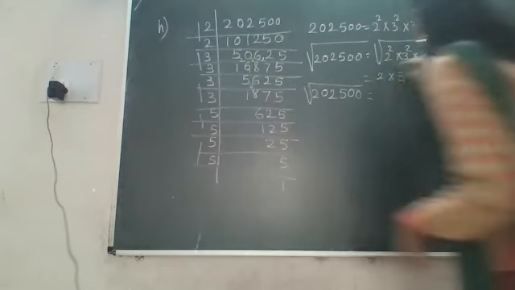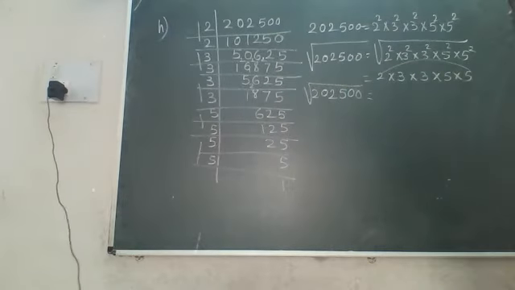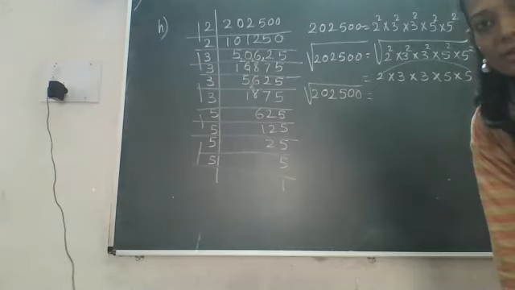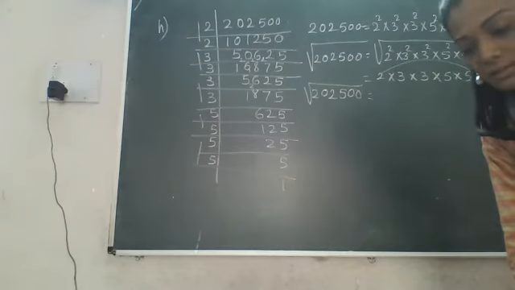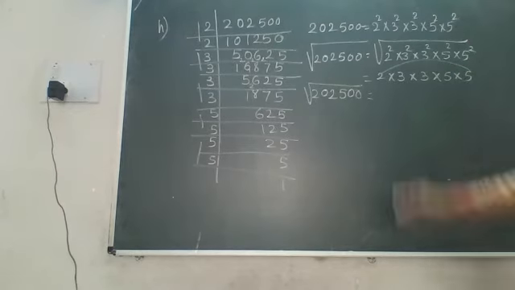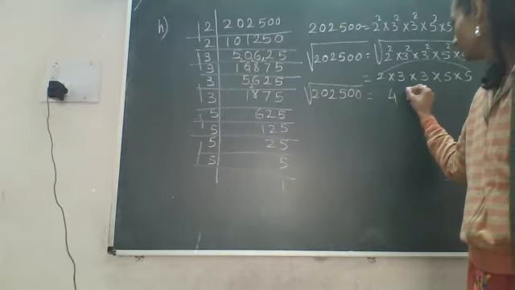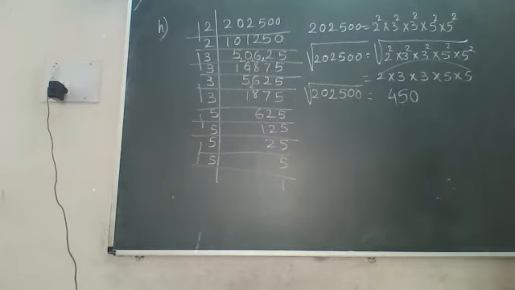So you can do like this. What beta? 450, ma'am. 450. Okay.